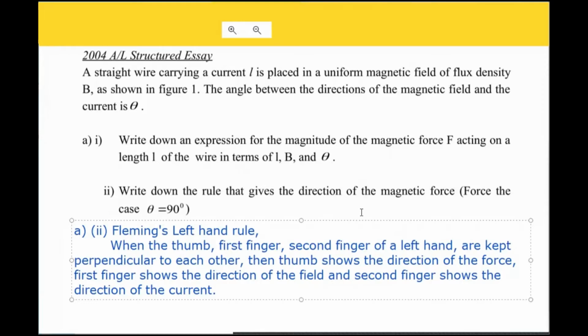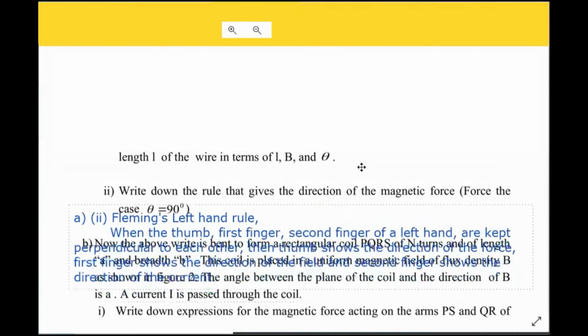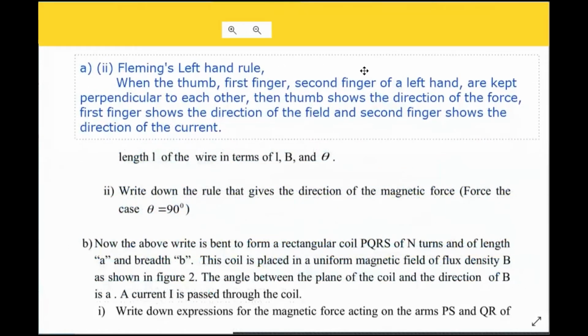Right. Okay, let's go to next question. I think time is enough for you to write. Let's go to next question. Simple B question.